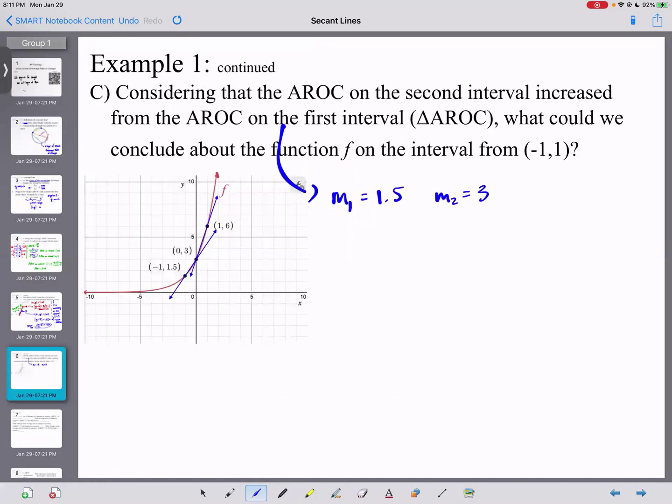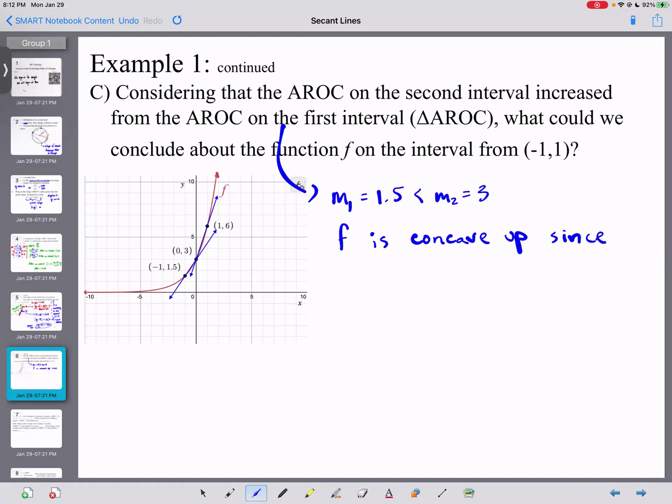Since m2 was greater than m1, or the second interval was greater than the first interval, we could say that this function is concave up. f is concave up.